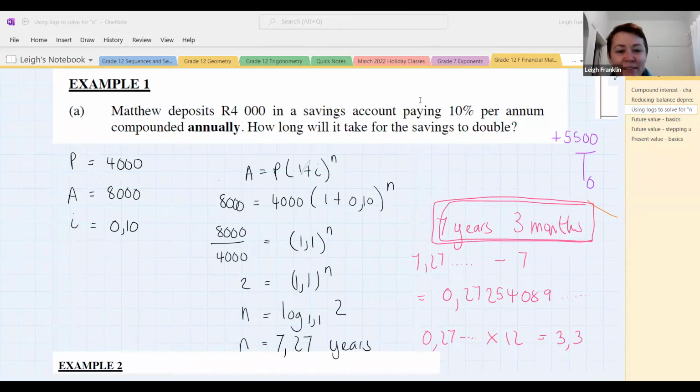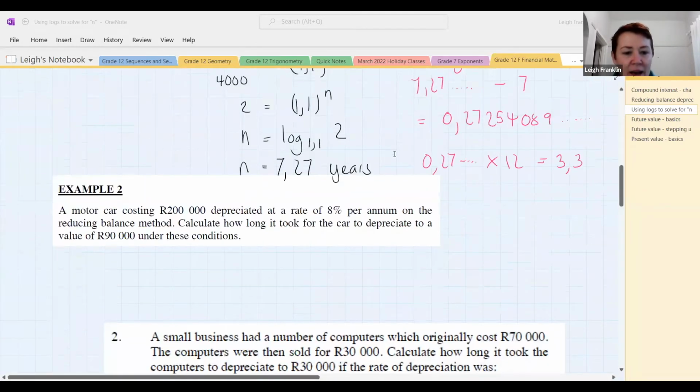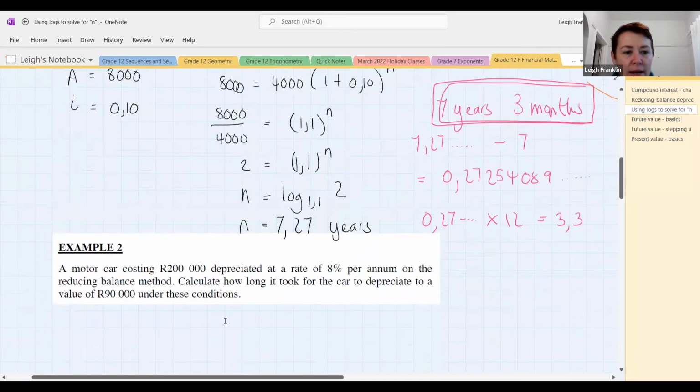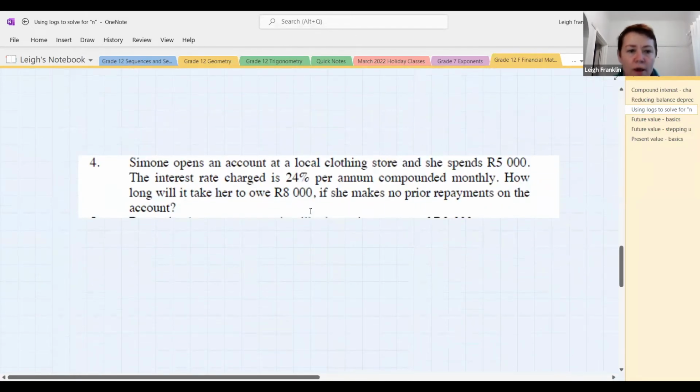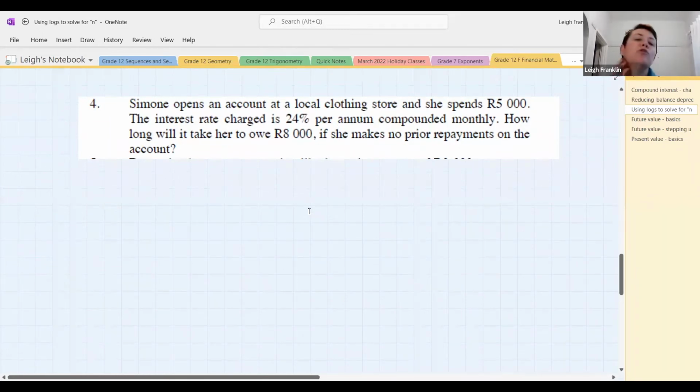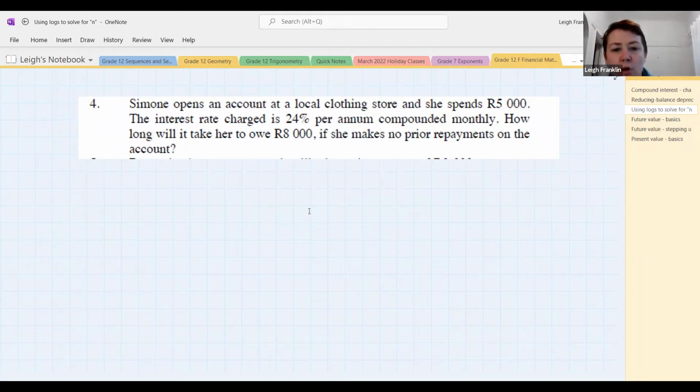Nice, everyone. Okay, let's get you guys to do this one, and then we'll go back and we'll look at reducing balance. Again, it's compound interest. Simone opens an account at a local clothing store. She spends 5,000 Rand. The interest rate charged is 24% per annum compounded monthly. How long will it take her to owe 8,000 Rand if she makes no prior repayments on the account? Let's try that one.